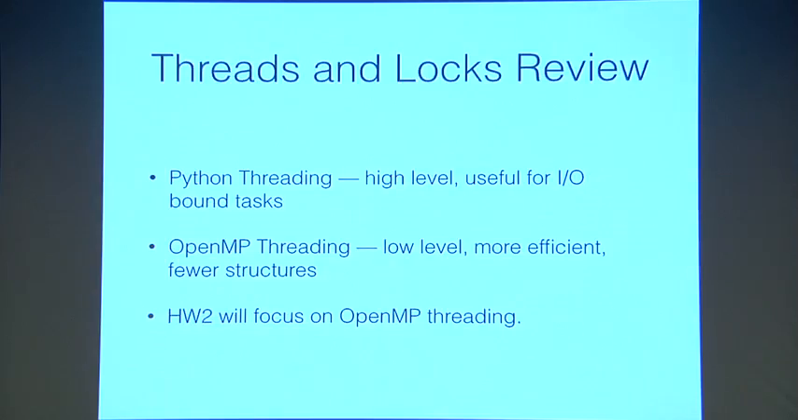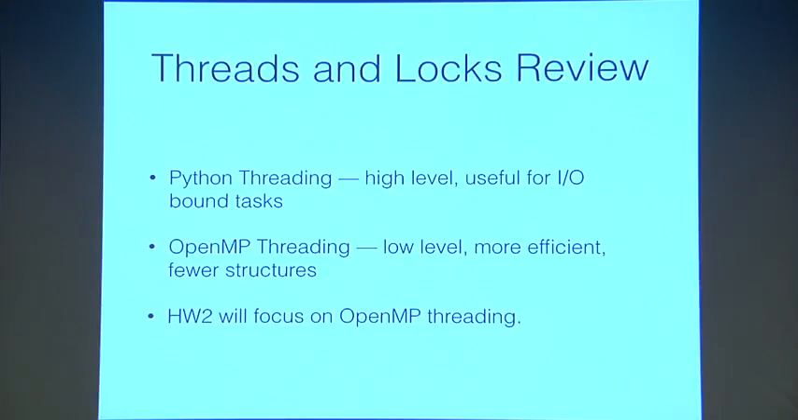All right, I want to do, with the remaining time, just a little bit of threads and locks review, particularly if you have any questions. Just on a high level, Python threading is useful for I/O bound tasks. You can use it for compute as well, and we did some of that. We showed some examples. OpenMP threading is more low level, more efficient in general, and has fewer structures. It doesn't have things like events and some other things that you probably saw.